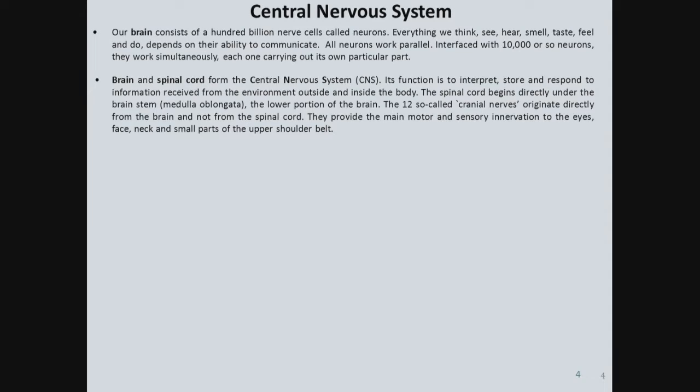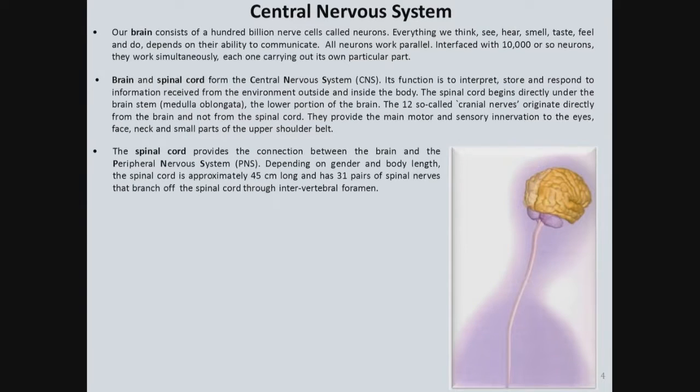The spinal cord begins directly under the brainstem, the medulla oblongata, the lower portion of the brain. The 12 so-called cranial nerves originate directly from the brain and not from the spinal cord. They provide the main motor and sensory innervation to the eyes, face, neck, and small parts of the upper shoulder belt. The spinal cord provides the connection between the brain and the peripheral nervous system, PNS for short. Depending on gender and body length, the spinal cord is approximately 45 centimeters long and has 31 pairs of spinal nerves that branch off the spinal cord through intervertebral foramen.